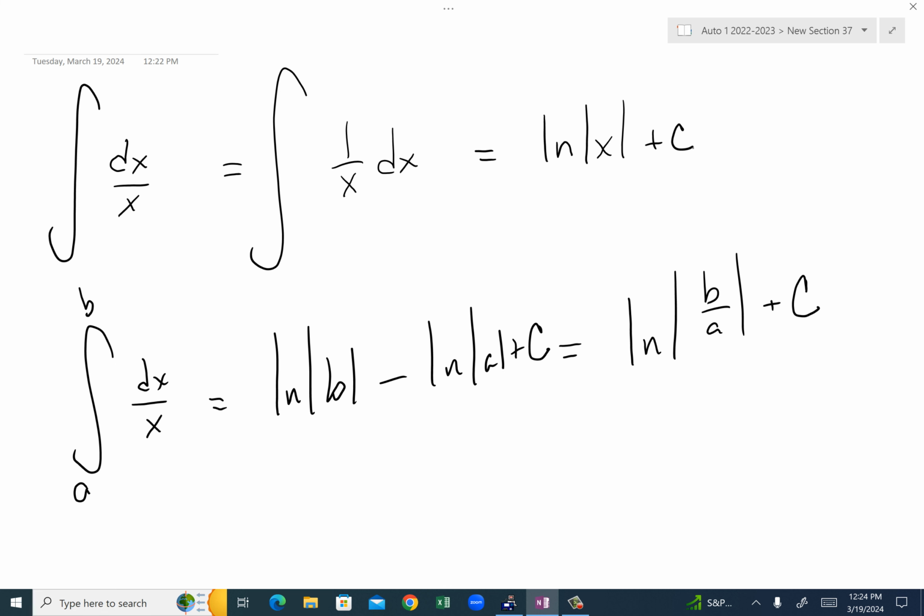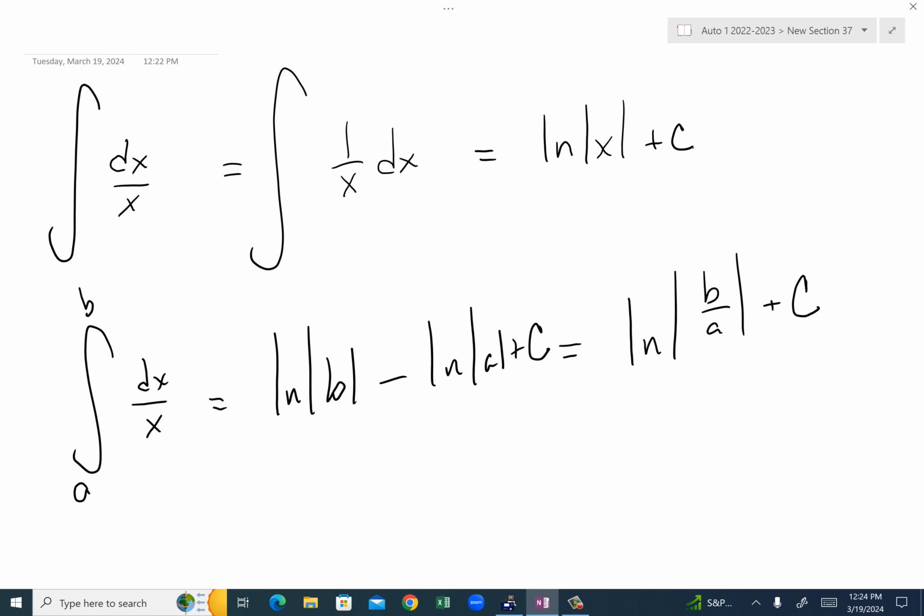Remember our rules for exponents and logarithms. When you are subtracting logarithms, you're actually subtracting exponents. When you're subtracting exponents, you are dividing. Beautiful. That's one of the few things in this section that was new today. Scary, not hard.